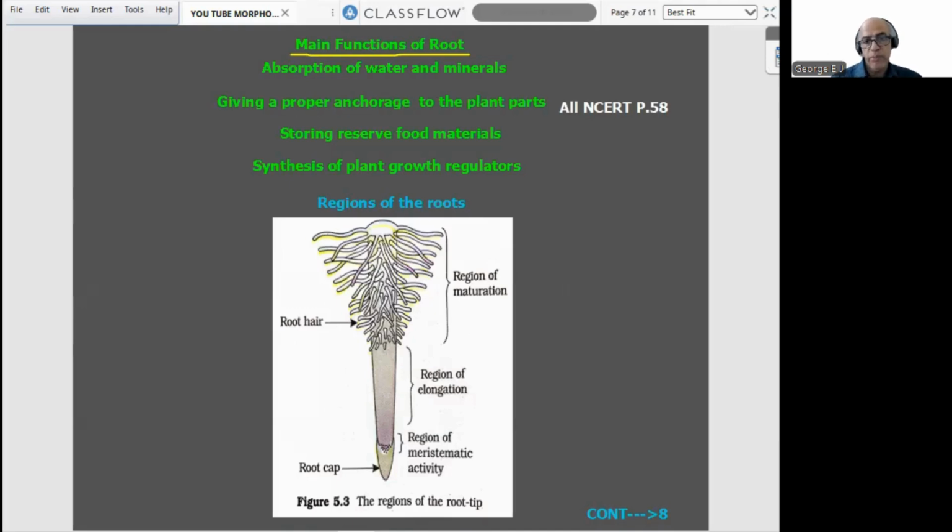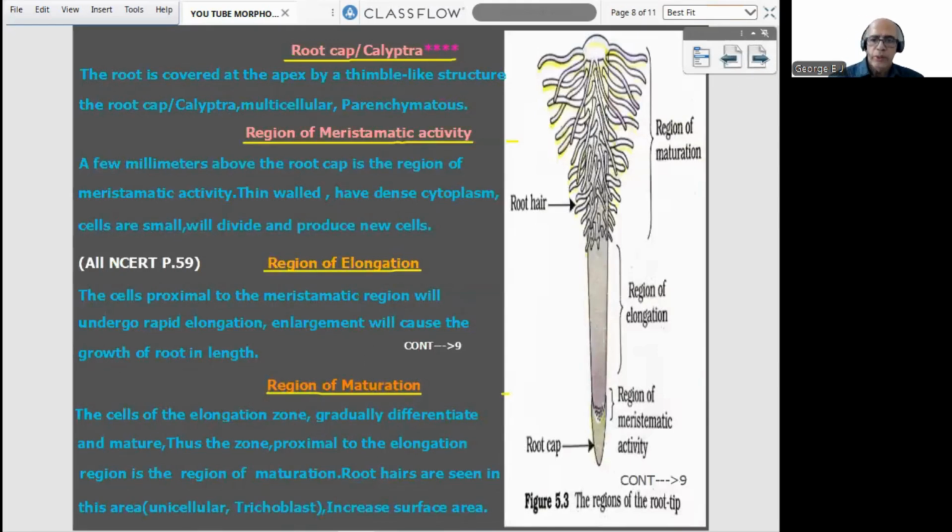Now we have to proceed to another important diagram-based theory, NEET exam question: regions of a typical root, or root tip. Here it is very clear, all marked very clearly in NCERT. One by one we can proceed. Diagram to draw, identify, labeling question, function, all are important. So first one, starting from the base: root cap, which is otherwise called calyptra.